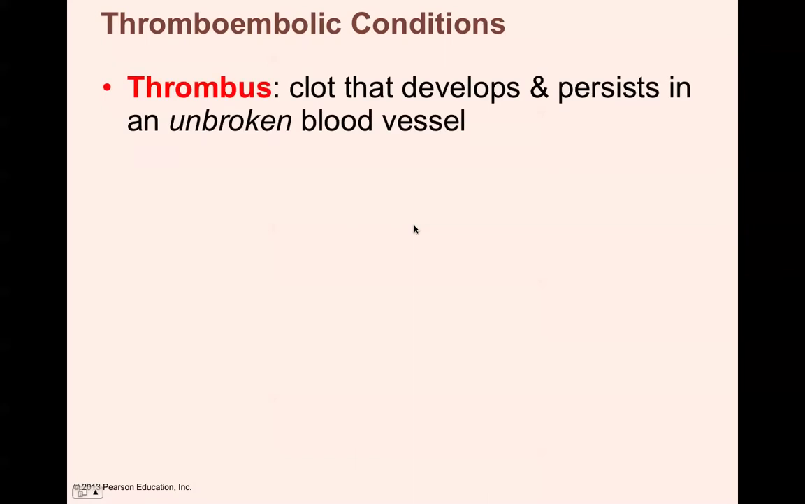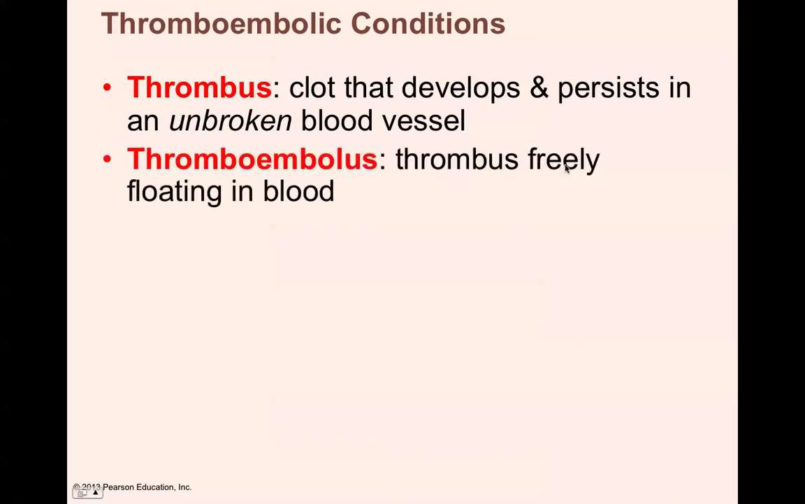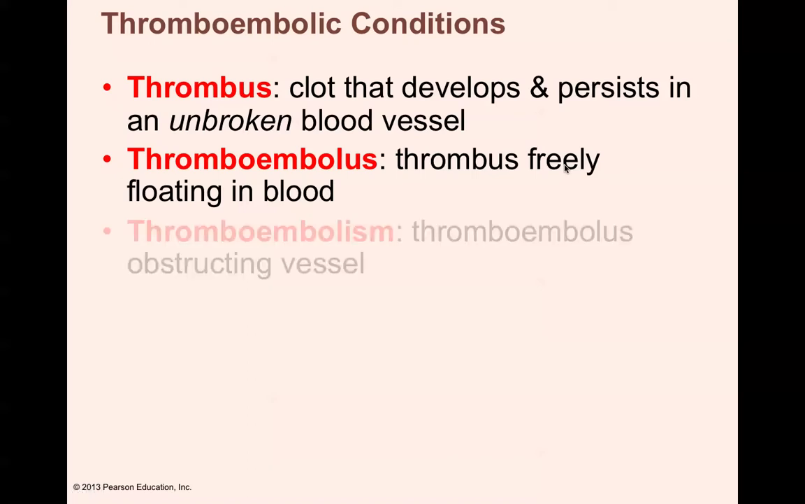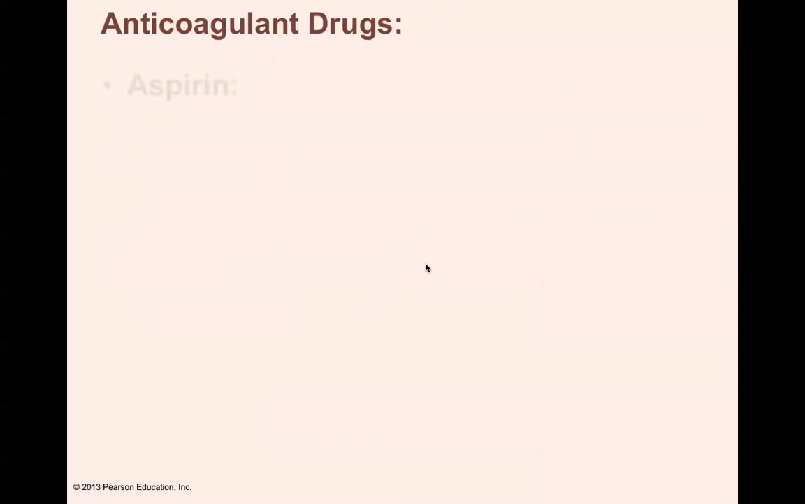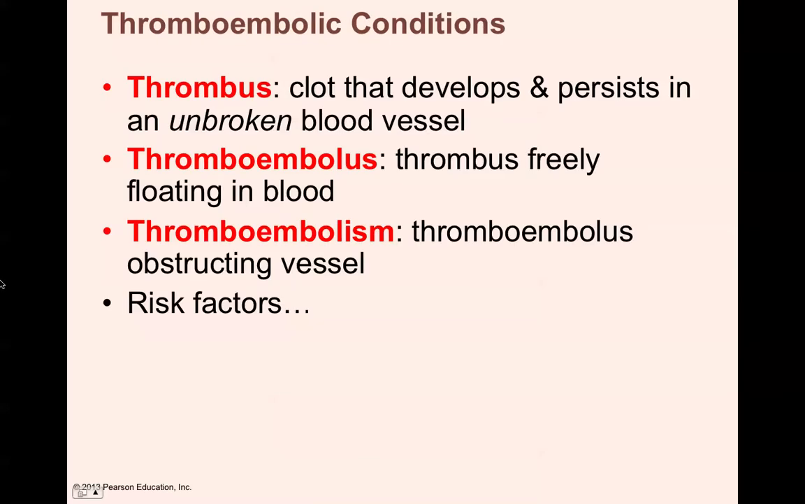Okay, so a thromboembolus. Here it is. The thrombus is a clot that develops and persists in an unbroken blood vessel. Thromboembolus is when the thrombus is freely floating in the blood. Thromboembolism: the thromboembolus is now obstructing a vessel. Risk factors for this would be someone who's got atrial fibrillation. That's probably one of the more common causes, because in the atria of the heart, these are the upper chambers, as they contract, they actually have little areas in there where blood can collect.